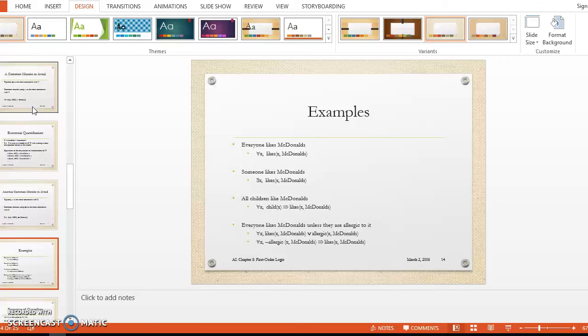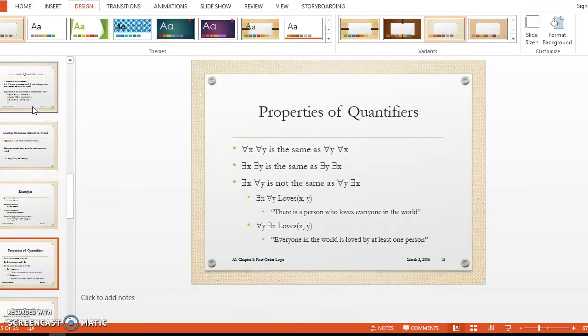And next one, all children like McDonald's. To describe all children, we are using the for all symbol. And next one, everyone likes McDonald's unless they are allergic to it. So to describe this one: for all x, likes x McDonald's and allergic x comma McDonald's. So this is the simple representation to describe the statement that everyone likes McDonald's unless they are allergic to it.